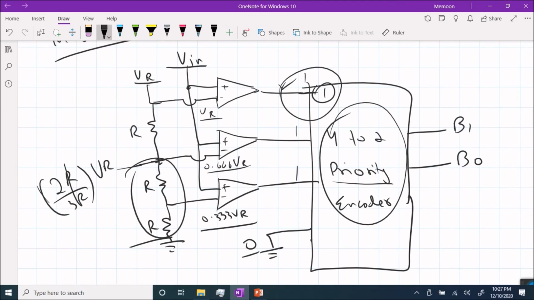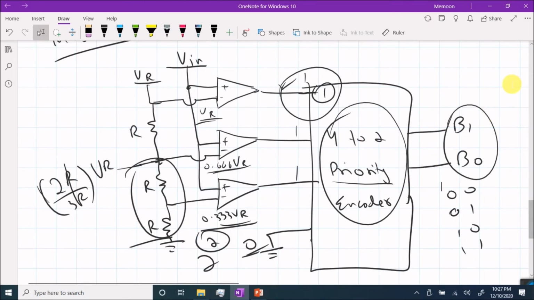And which digital data has 4 levels? 2 raised to power 2. A 2-bit data has 4 states: 0, 1, 2 and 3. That is 00, 01, 10 and 11. So this is effectively being converted into a 2-bit digital data, and it is a fairly simple circuit, but again it has conversion time problems, maybe more than the circuit we discussed earlier, or maybe less than the circuit we discussed earlier.